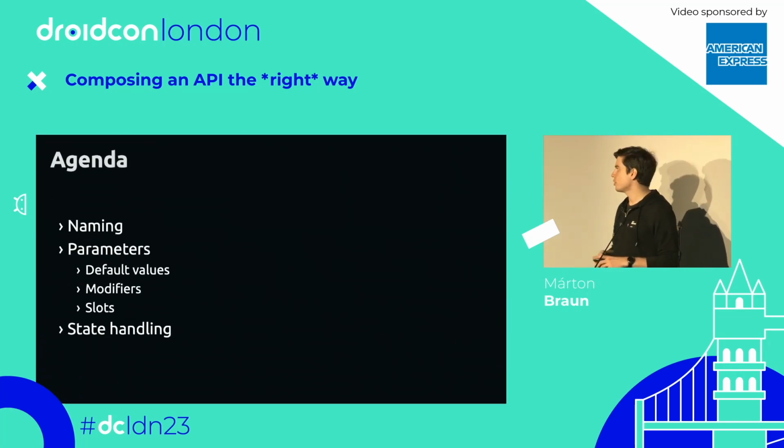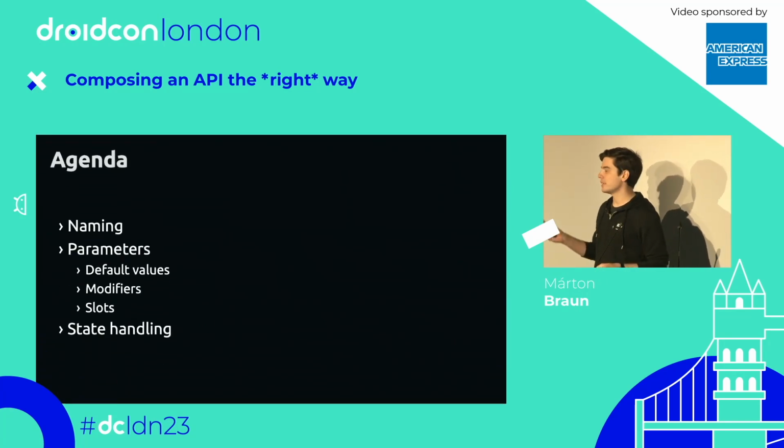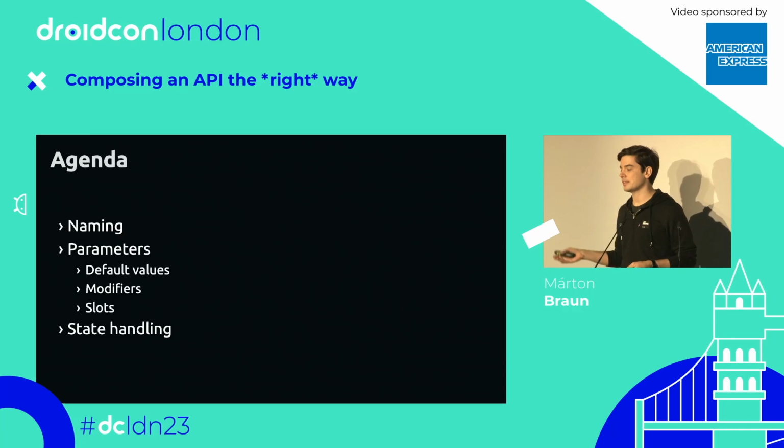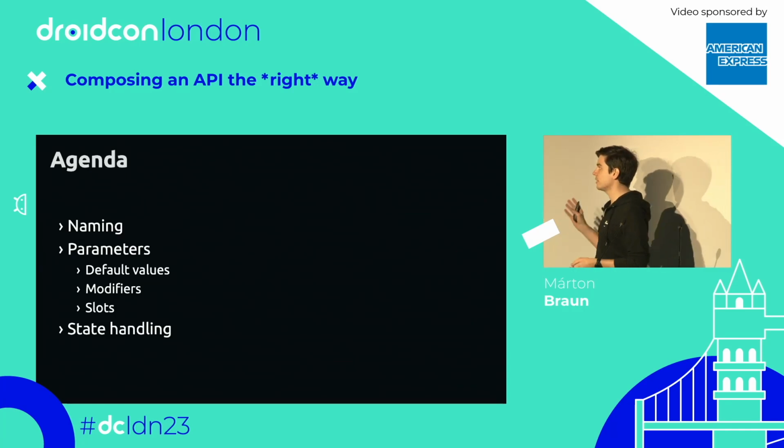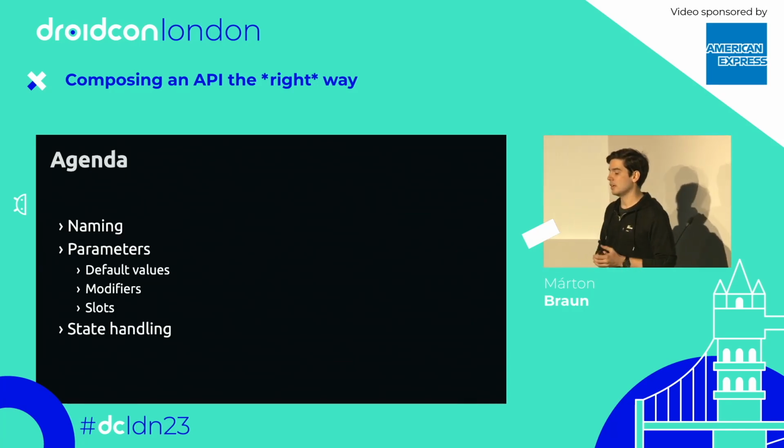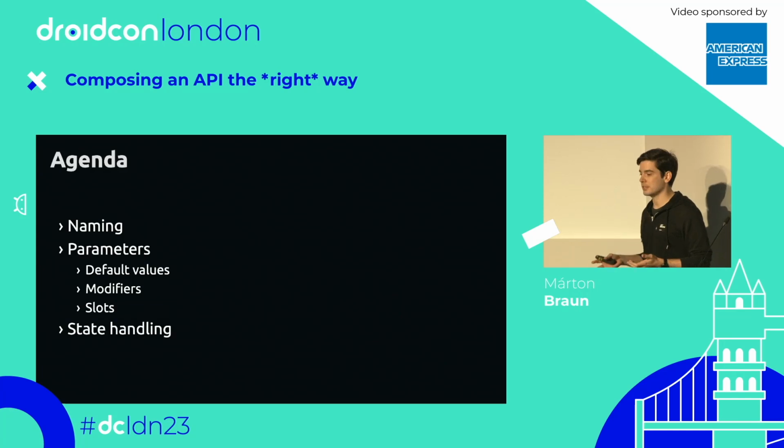So a quick overview of the topics we're going to touch on. We're going to start with some simpler things with naming. Then we're going to look at how we create parameters in Compose and some specific important types of parameters. And finally, we're going to take a look at state handling things.